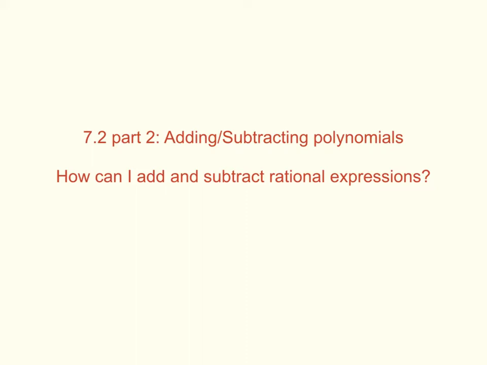For section 7.2, part 2, we're going to bring this full circle. So last section we really worked on finding an LCD, and we talked a little bit about the process of adding and subtracting rationals. Now we're going to put it all together. You're actually going to find a common denominator, rewrite the fractions, and add them all the way across. We're going to complete this full circle.